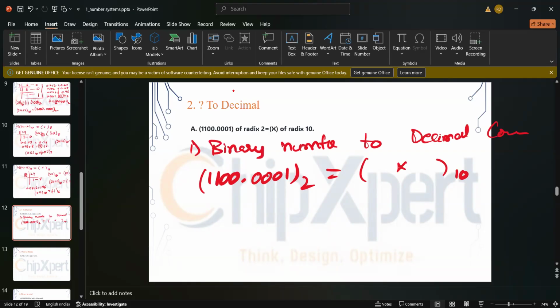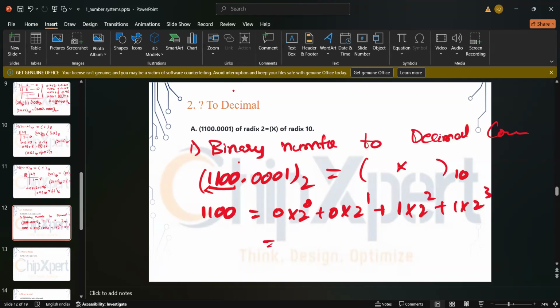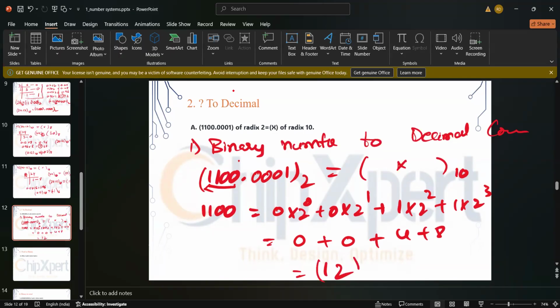How am I going to do it? So 1100, right? For this number I will multiply by the weights, starting from here and going this side. So 0 into 2 power 0, this is in binary format, right? 2 power 0 plus 0 into 2 power 1 plus 1 into 2 power 2 plus 1 into 2 power 3. So what was the value I got? 0 plus 0 plus 4 plus 8. That means 16. So not 16, 12. So I got 12 as my decimal number.